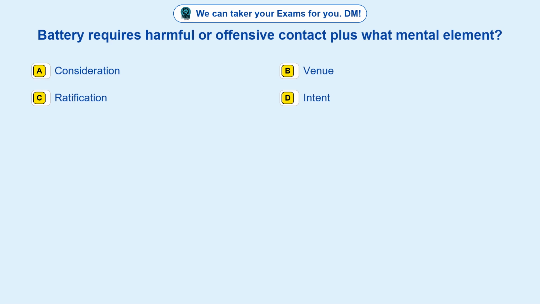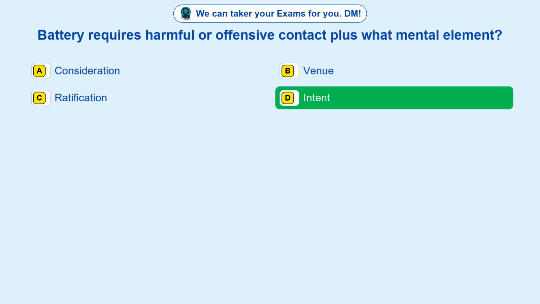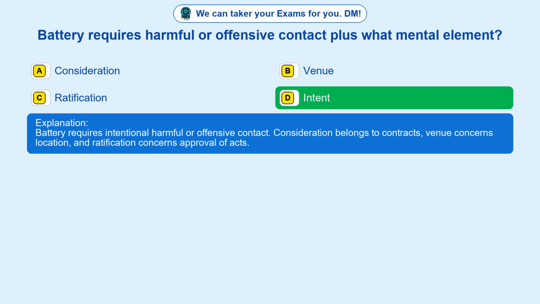Question 54. Battery requires harmful or offensive contact plus what mental element? Option A, consideration. Option B, venue. Option C, ratification. Option D, intent. The correct answer is option D. Intent. Battery requires intentional harmful or offensive contact. Consideration belongs to contracts, venue concerns location, and ratification concerns approval of acts.